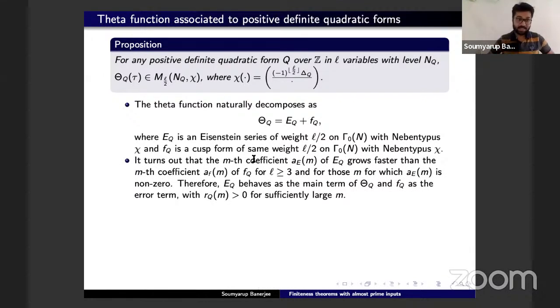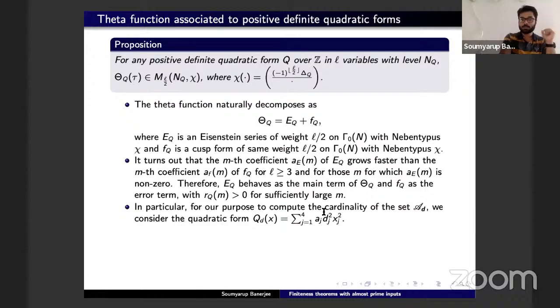The interesting fact here is that the m-th coefficient a_E(m) of E_Q grows much faster than the m-th coefficient of F_Q for l bigger than or equal to 3. And that helps us, because you can write the function r_Q(m) equal to a_E(m) plus a_F(m). So a_E(m) behaves as the main term of r_Q(m) and a_F(m) behaves as the error term, because the Eisenstein series grows much faster than the cusp form.